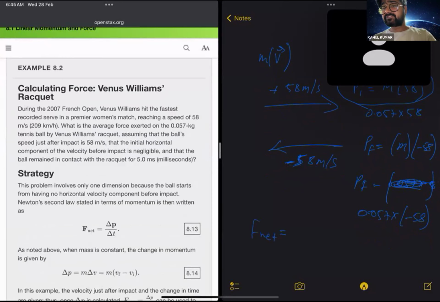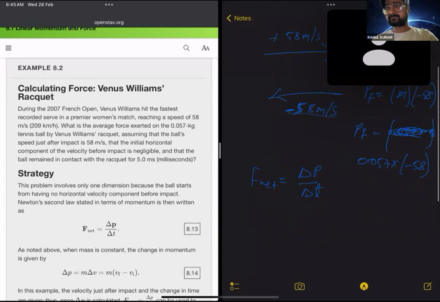Is that the rate of change of momentum with respect to time? That is delta P by delta T. So what is delta P? That means change in momentum, right? That is final momentum minus initial momentum. And delta T is the time.